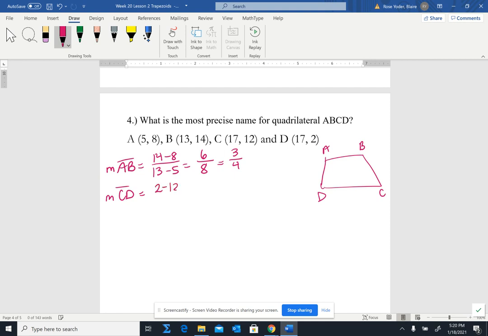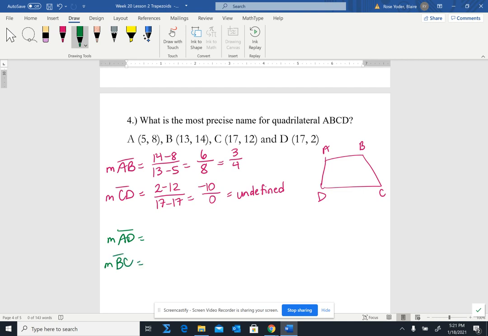So 2 minus 12, 17 minus 17. Oh, this is a weird one. Negative 10 over 0. That's, you might remember from algebra class, that's called an undefined slope. So those two are definitely not parallel to each other. There is actually something else that's true about them that I'll talk about in a minute. So AB and CD not parallel. Let's check AD and BC because that's another pair of opposite sides. Let's see if those are parallel to each other.